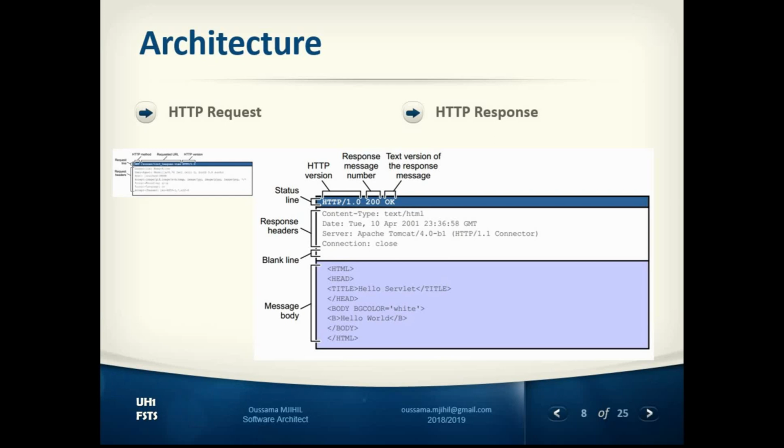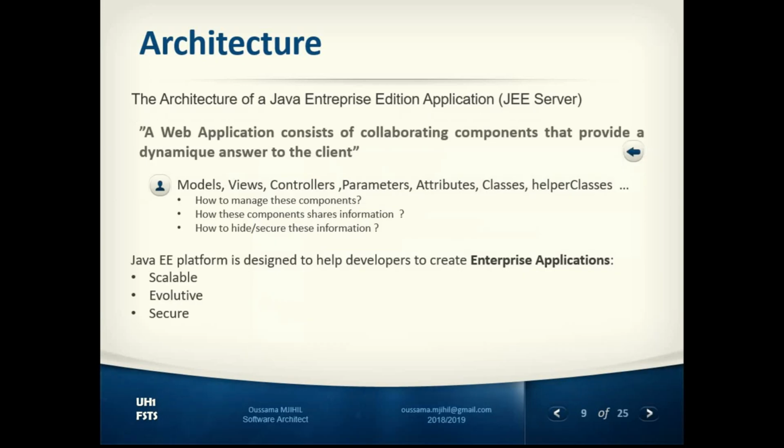Within the packet itself, there is also the message body, which is an HTML message. For example, here there is Hello Servlet as the title, and in the body the background is written in white, and it is just the famous hello world. Mainly, Java Enterprise applications consist of collaborating components that provide a dynamic answer to the client. There are models, views, controllers, parameters, attributes, classes, helper classes, and a lot of other kinds of components.